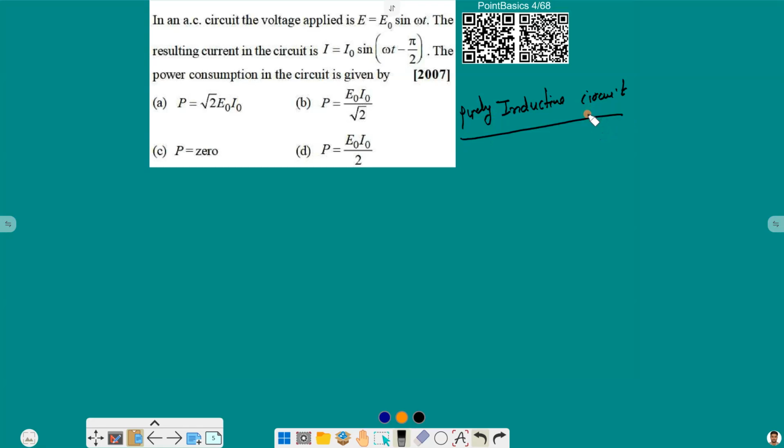So we have to find out the power consumed, and power consumed is given by I, current flowing in the circuit, into potential into cos phi, where phi is the phase difference between voltage and current, and here it is pi by 2. So we know cos pi by 2 is 0, so power consumed will be 0. Option C is the right answer here. Now let's move to the next one.